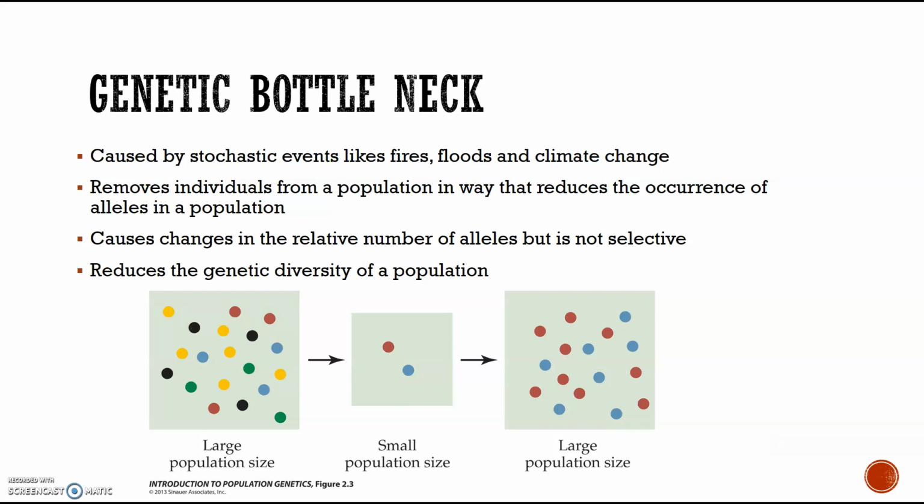So we've got an example down here where you start out with a large population size. We've got 5 different alleles in this population. It goes through that genetic bottleneck. We've greatly reduced the population. Now we've only got 2 different alleles in that population. And now, even though that population has recovered and gotten back up to its former size, the genetic diversity is much lower.